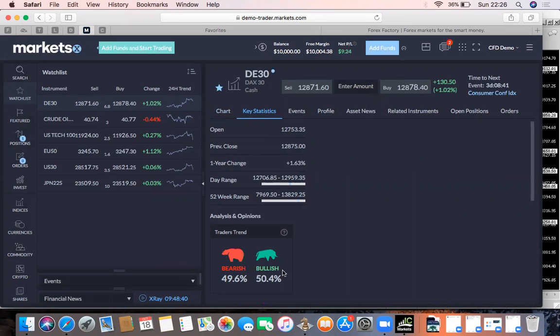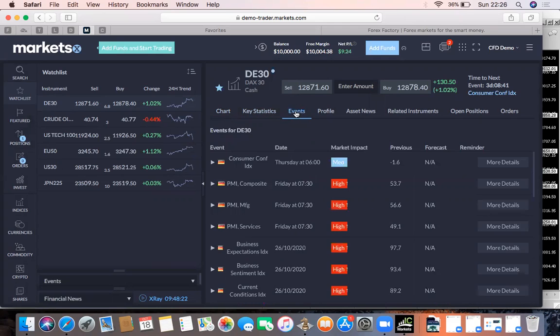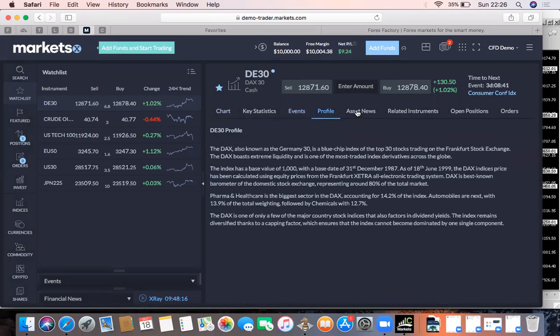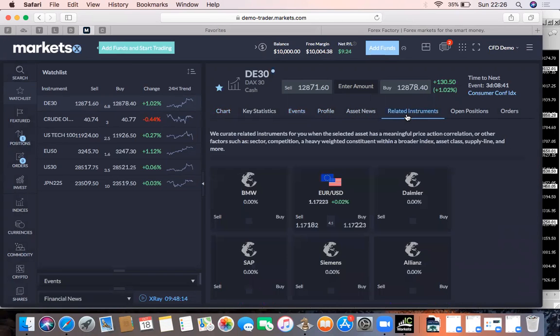So you can see the trend. So we have the bearish and the bullish. We have 50% and 49%. So basically the market doesn't really have a structure because both bears and bulls are almost at the same percent, right? So you could go on events, and you can see what events are coming up, and you can go on the profile.